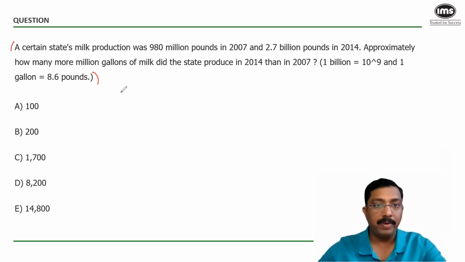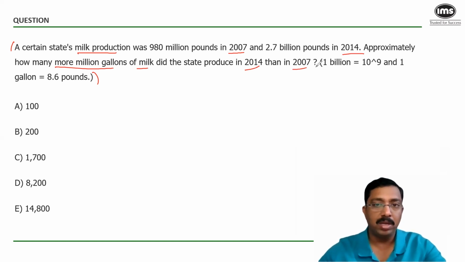Now coming to this question, it's given that milk production in both the years 2007 and 2014. And the question over here is asking how many more million gallons of milk production happened in 2014 than in 2007. Going by the question, it's too simple because the milk productions in both the years 2007 and 2014 are given and it is asking how many more million gallons production happened in 2014 than in 2007. So it's just a matter of subtraction. It's a very easy question.